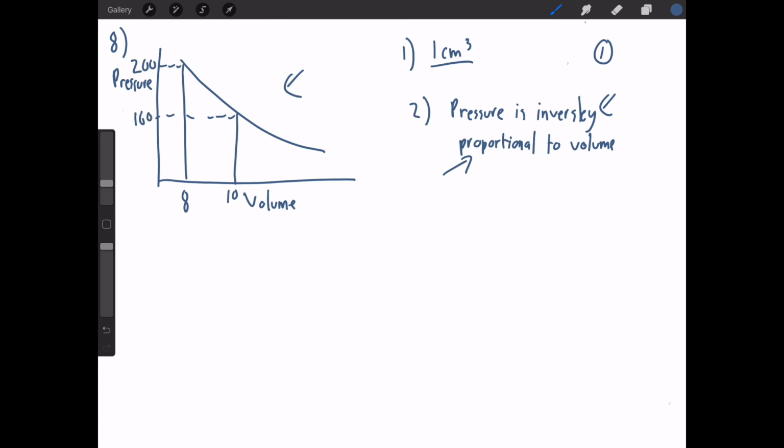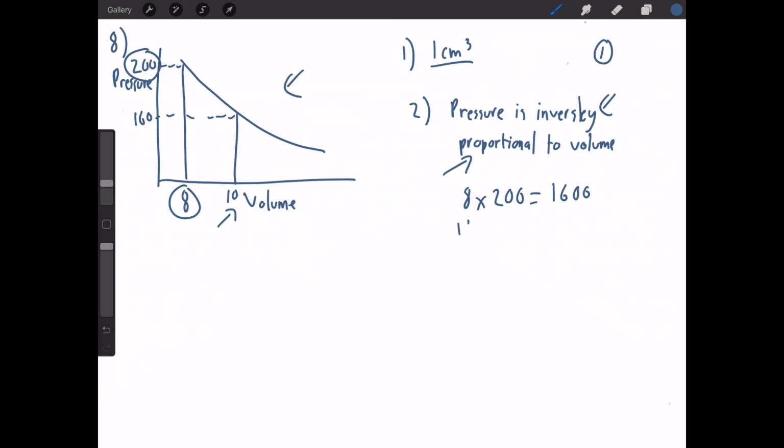To prove an inverse relationship, what you need to do is you multiply these two numbers together and see what they equal. And if you do this at any point along the graph on an inverse relationship, then we should be getting the same number. So I should say 8 times 200 gives me 1600. And then pick another point over here.